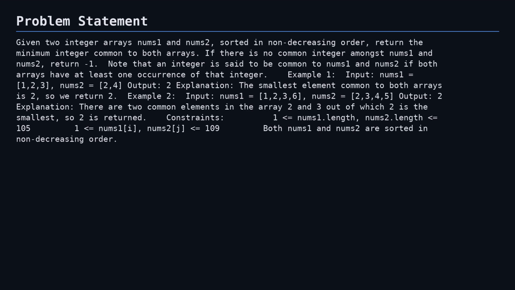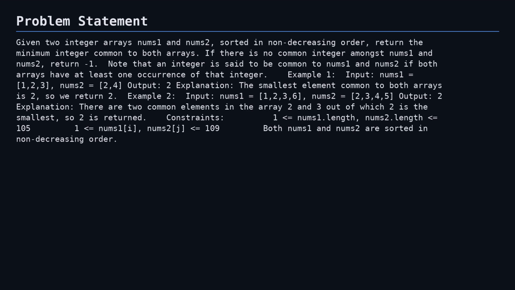Today, we're going to tackle the minimum common value problem on LeetCode, which is an easy one, but it's a great opportunity to practice our skills. We'll be looking at a C++ solution, and by the end of this video, you'll be able to understand the problem inside out and implement the solution with confidence.